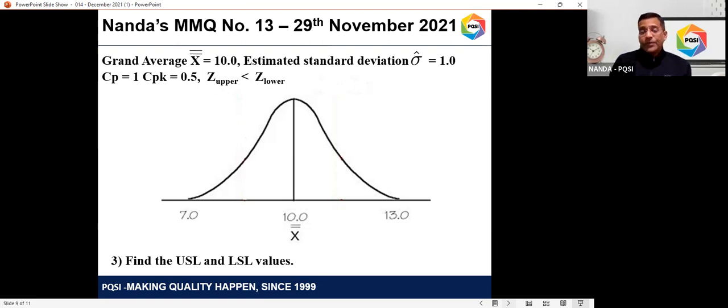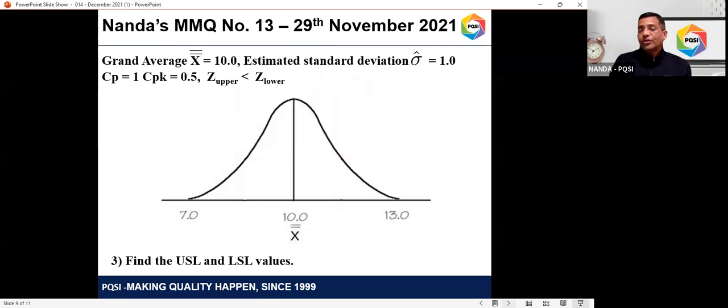So that's what it tells you. So what does it mean? CPK is generally Z minimum divided by 3. In this example, they say Z upper is smaller. So Z upper by 3 is what is equal to 0.5 CPK. CPK is the minimum of the Z factor divided by 3. So Z factor here, Z upper is smaller, they say.